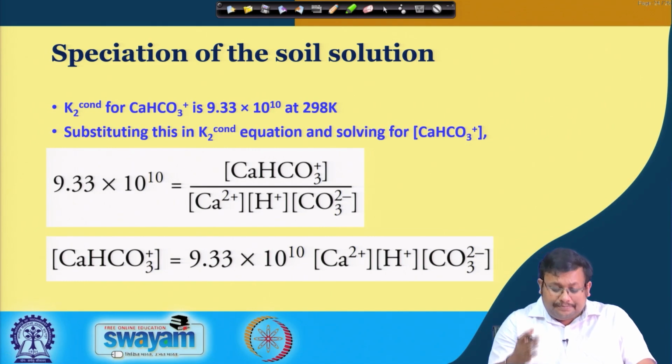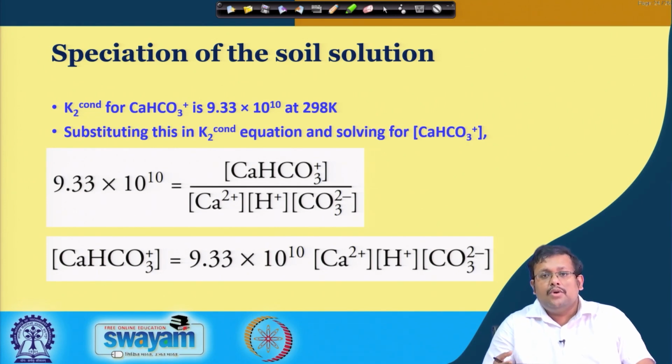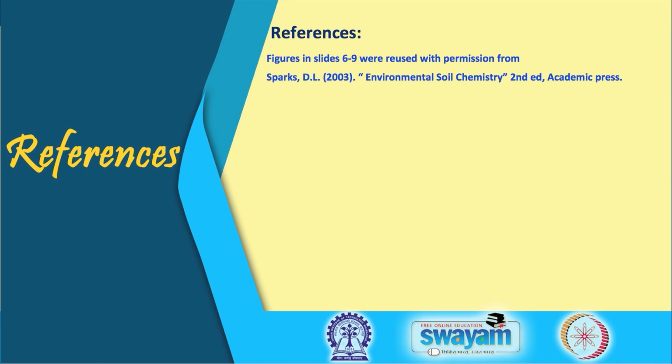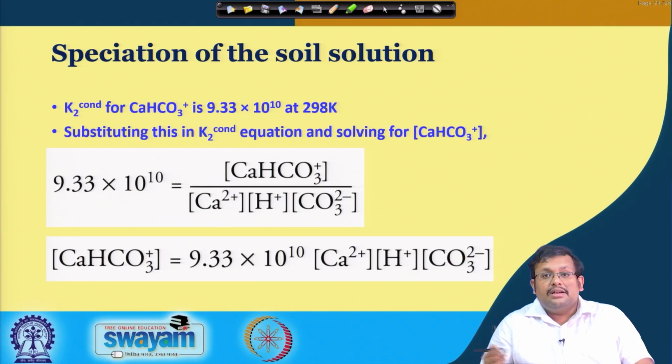So, let us wrap up here, and in the next lecture we will start from here, and I will show you how we can use these computer models, inputting these different conditional stability constants, to calculate the total concentration of a particular element in the soil solution. We will be discussing that in the next lecture. Thank you.